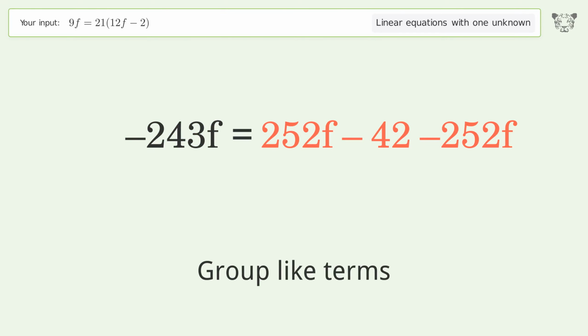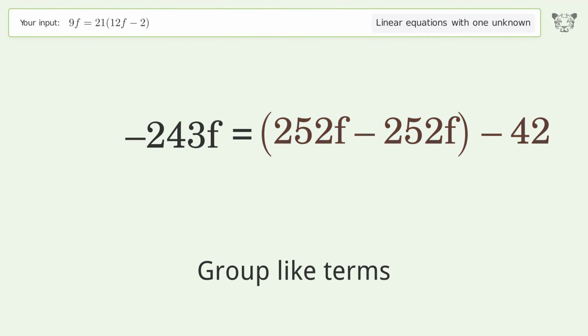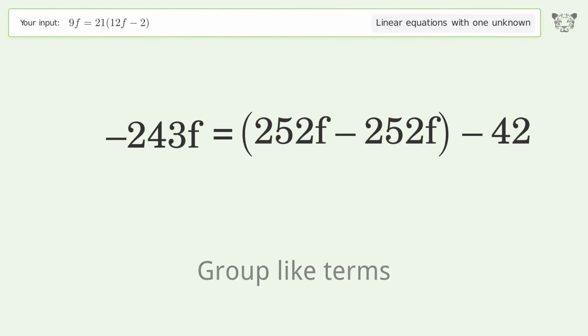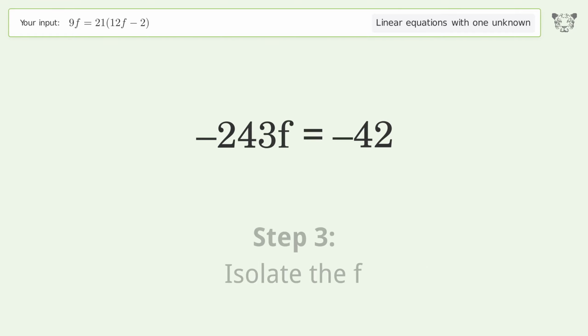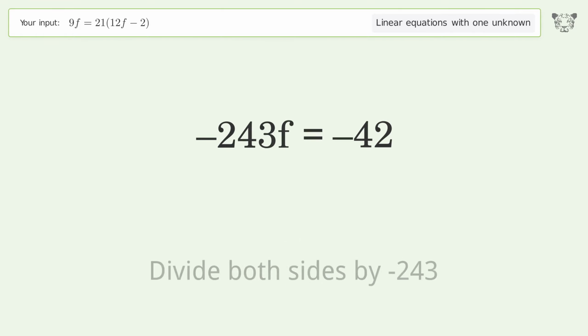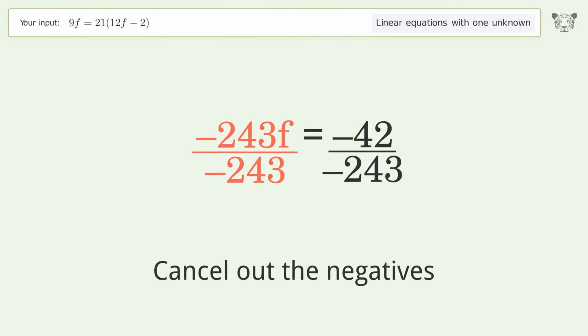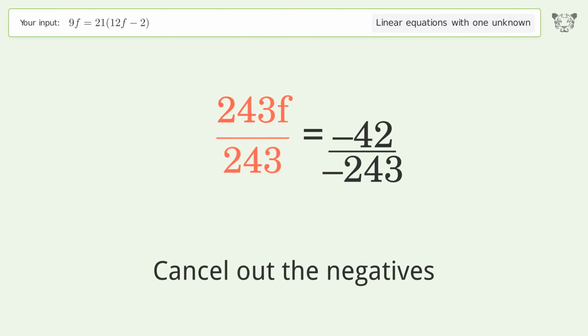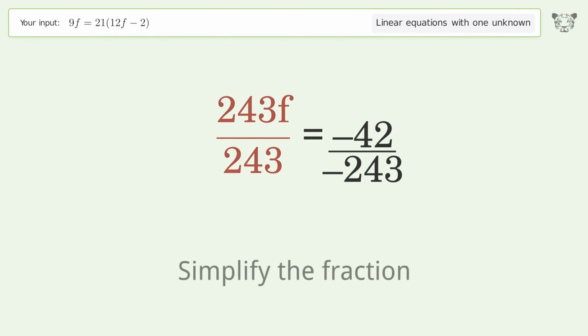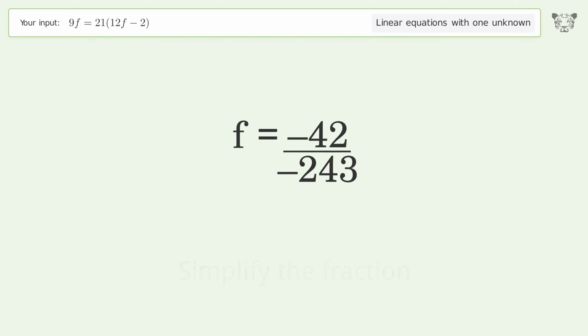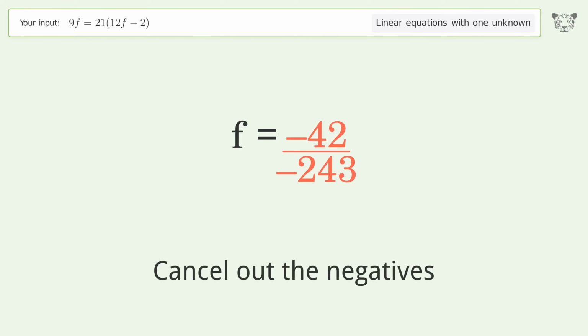Group like terms. Simplify the arithmetic. Isolate the f. Divide both sides by -243. Cancel out the negatives. Simplify the fraction. Cancel out the negatives.